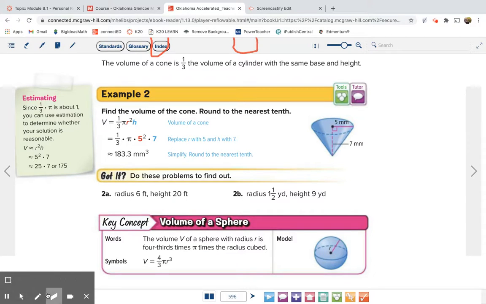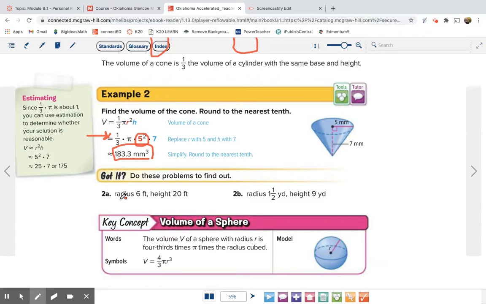Then you would do 25 times 7 times pi times 1/3. At this point, you could go ahead and plug all that into your calculator as long as you use parentheses after you do 5 squared first. Plug 25 in there, then you can plug all of that in. When you round to one place behind the decimal, you get 188.3 cubic millimeters.